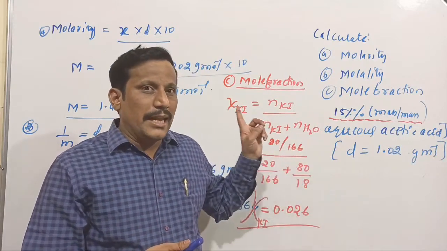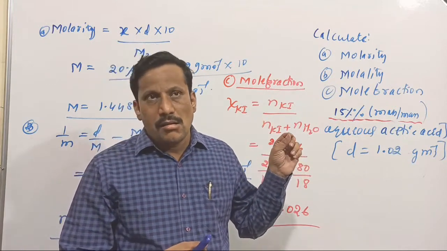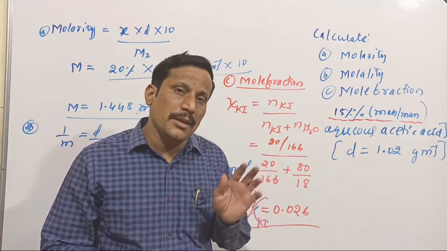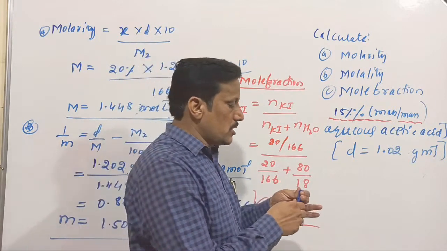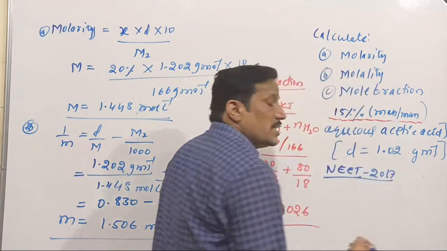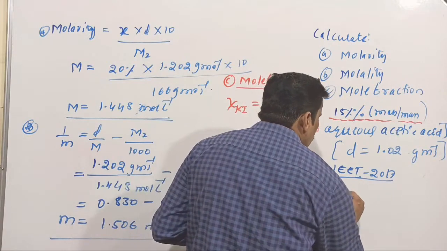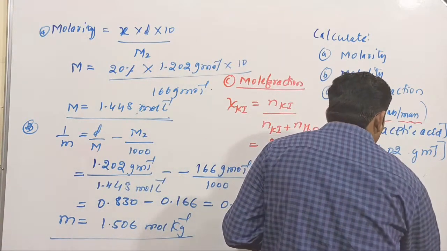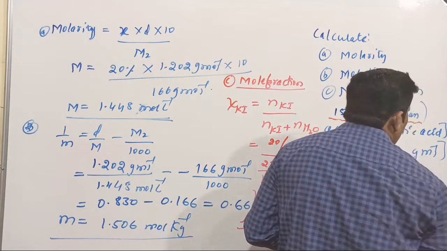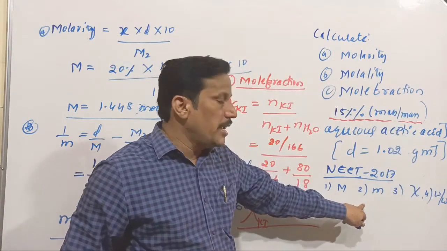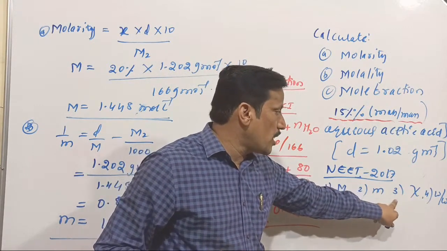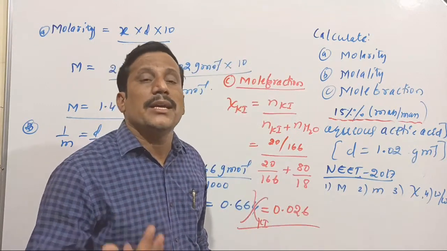Okay, one more point related to NEET. In 2017, they asked one question: which of the following terms is dependent on temperature? The options given in NEET 2017 are: option 1 molarity, option 2 molality, option 3 mole fraction, option 4 weight by weight percentage by mass.